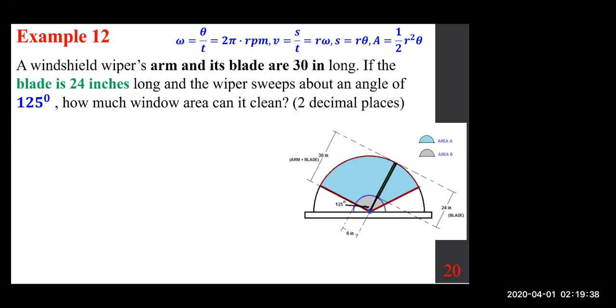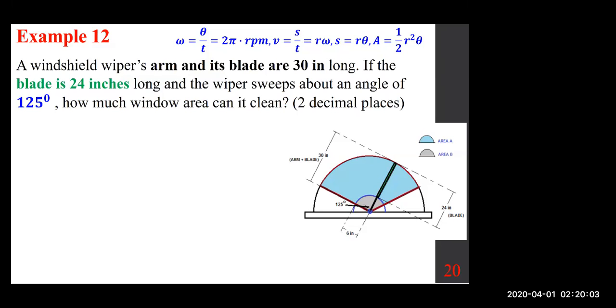Could somebody read this question for us, please? A windshield wiper's arm and its blade are 30 inches long. If the blade is 24 inches long and the wiper sweeps about an angle of 125 degrees, how much window area can it claim? Thank you so much.